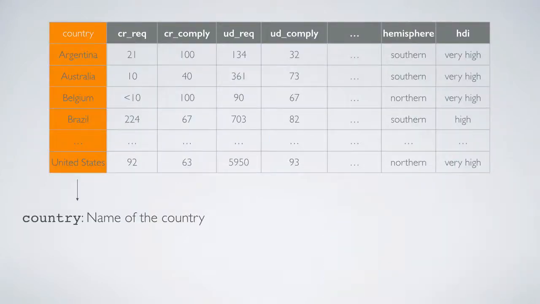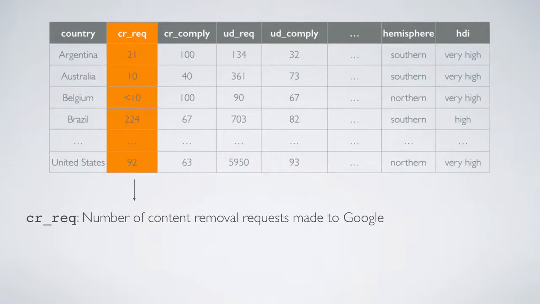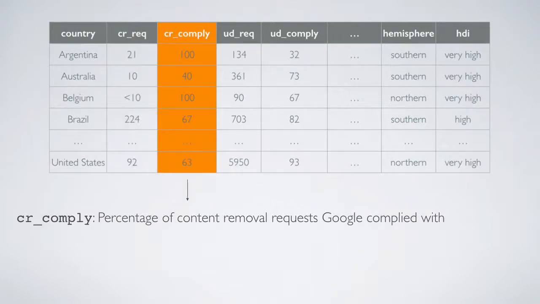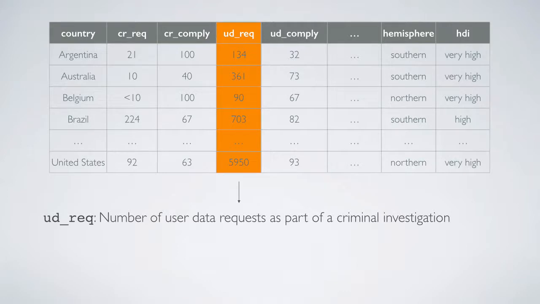Let's take a moment to go through the variables in the Google's Transparency Report dataset. The first variable is country, which is an identifier variable for the name of the country for which the data are gathered. Next, we have the number of content removal requests made to Google by the given country. This is a discrete numerical variable, as it is a counted variable that can only take on whole number values. And the percentage of these requests that Google complied with, this is a continuous numerical variable, as it can take on any value between 0 and 100, even though the values shown in the data matrix here are rounded to whole numbers.